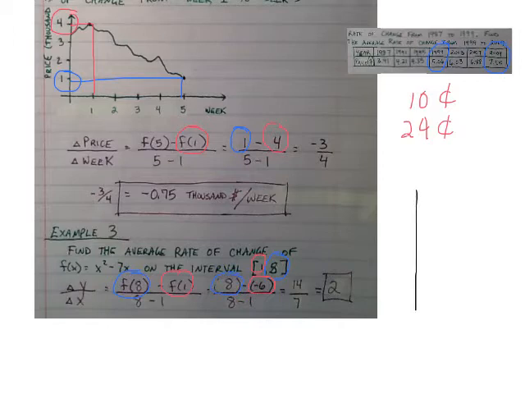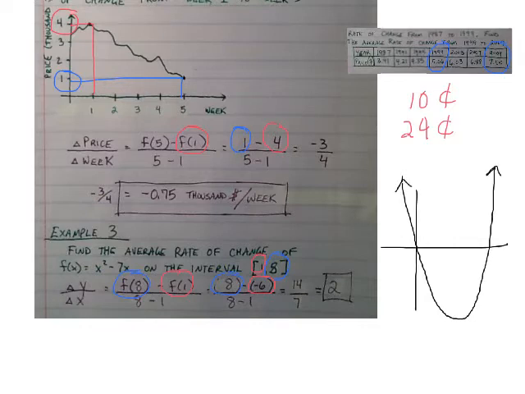And if we wanted to look at this graphically, what we have is some sort of parabola that does that. And f of 1 is down here. f of 8 is somewhere up here. The average rate of change between those 2 points is 2, which means our slope of that line is rise 2, run 1.